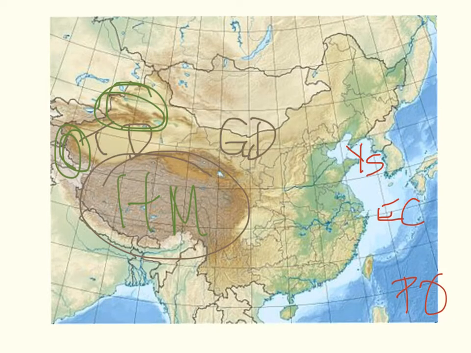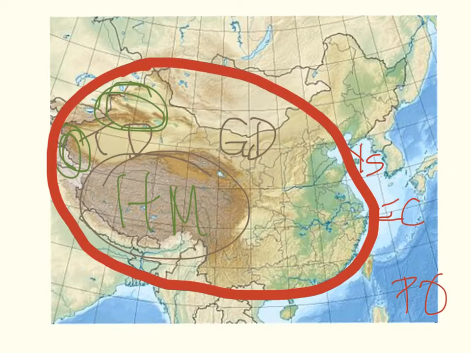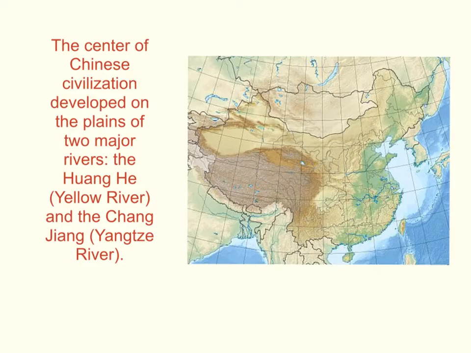Once again, if you look at this map, you notice all the different features. From the mountains all the way out in the west, to the seas to the east, to the deserts in the north. China is completely surrounded by physical features that kept those outside influences away. The center of Chinese civilization developed on the plains of two major rivers. The first one's called the Huanghe, which kind of winds around here and right through there. That's the Huanghe.